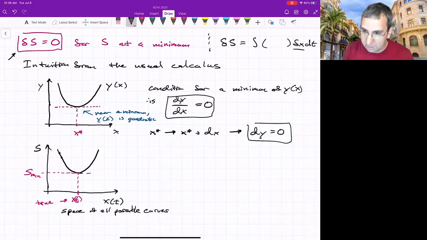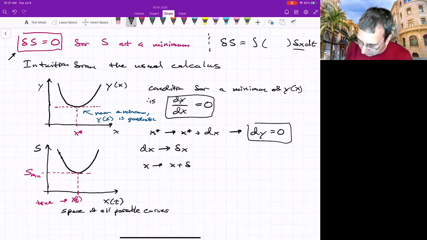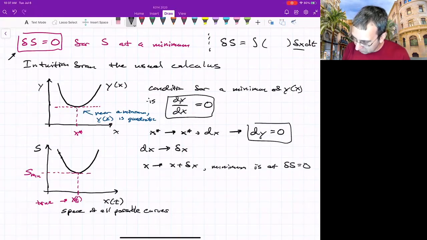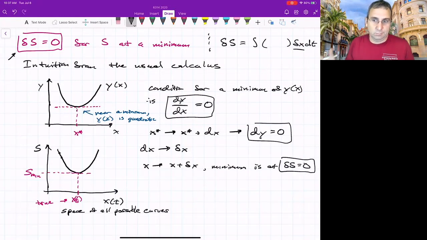So now, instead of the normal calculus, we're using this weird delta stuff. So x goes to x plus delta x. And so that means that the minimum is where we have first order variations in S equal to 0. So hopefully that helps. Okay. So that's why this condition up here in the upper left is true.